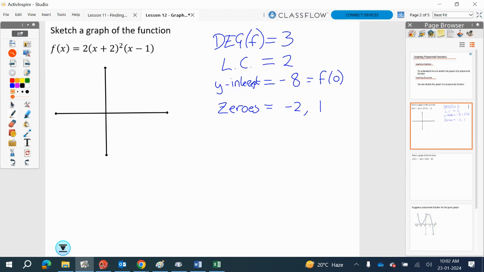No, because there's no x outside. That 2 doesn't have an x with it, so it's not going to give us a root there at 0. So we are going to go through this point at -8. We're going to go through here at -2. We're going to go through here at 1.